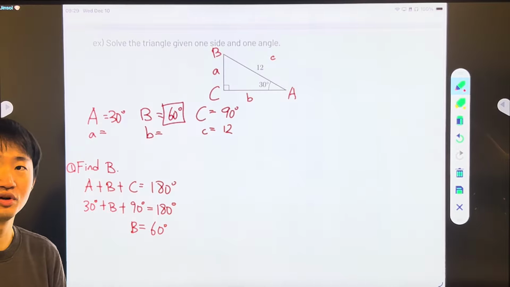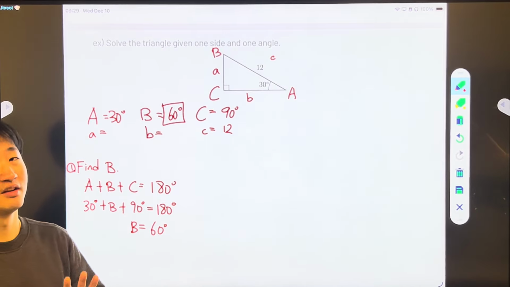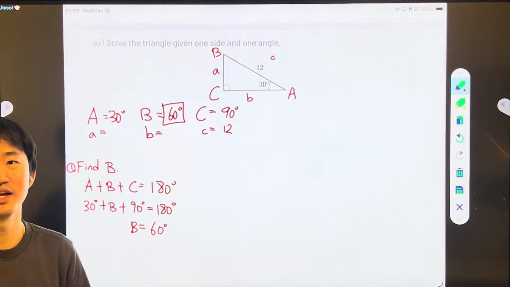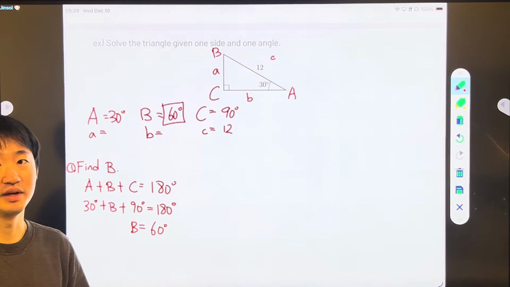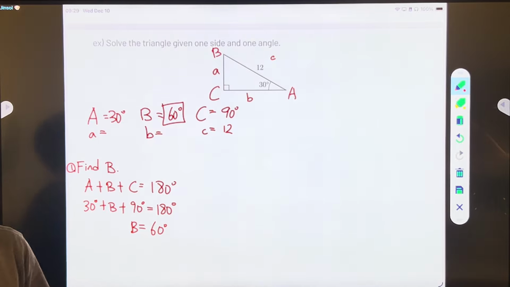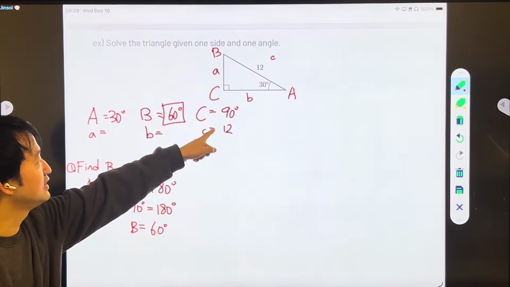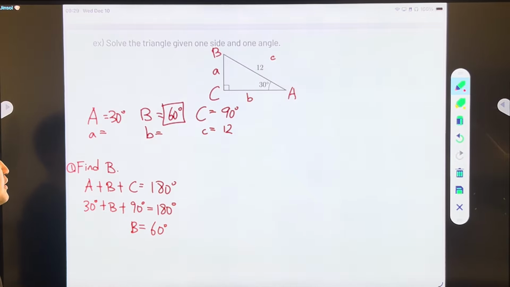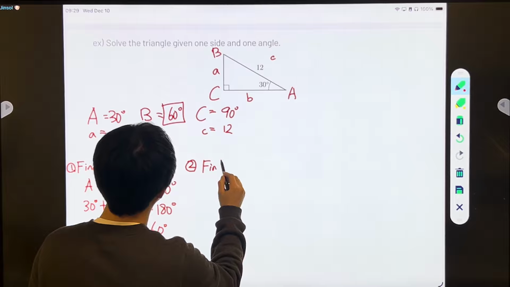Once again, just like the previous question, I'm happy that I found that B is equal to 60 degrees, and I'm quite certain that I didn't make a mistake there, but still, I'm not going to use the fact that angle B is 60 degrees when I'm solving this question. I'm only going to solve this question using A, C, and the lowercase c. Now let's find the lowercase a.